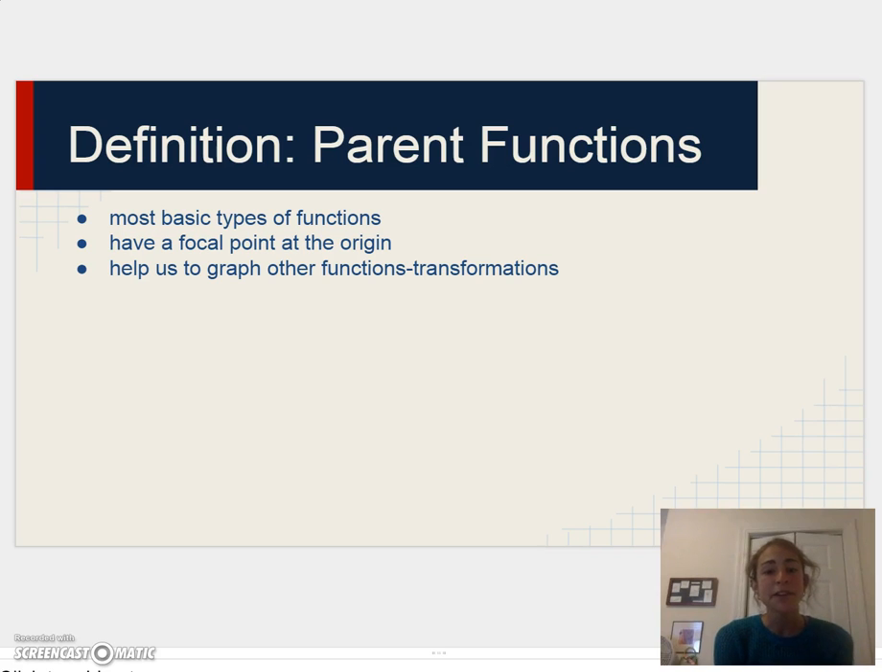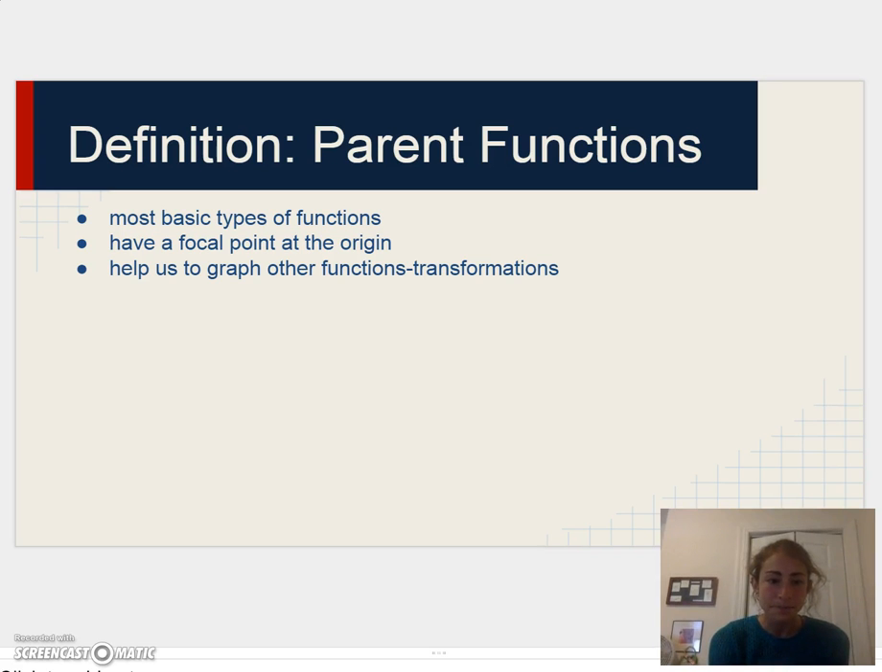And finally, the parent functions are useful because they help us to graph other functions. Once we learn about transformations, we'll use our knowledge of transformations and parent functions. We'll put these pieces of knowledge together and we'll be able to graph a ton of new functions.